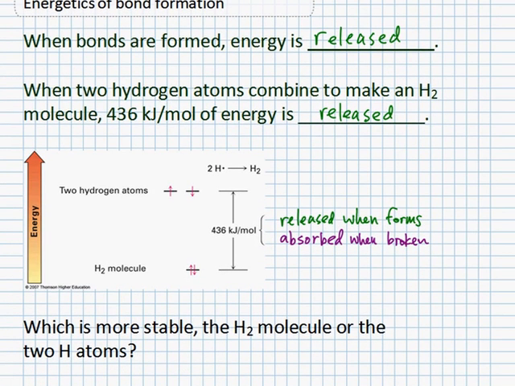So which is more stable? We talked about high energy and low energy. Is the hydrogen molecule more stable, or are the two hydrogen atoms more stable? Well, if something is stable, it's going to be relatively low in energy. If something is unstable, it has a lot of energy to it. These two hydrogen atoms have a lot of energy, which means they have the capability of changing, of doing something. They have the potential, that's why it's called potential energy, of forming that bond. So the hydrogen molecule is a lot more stable than those hydrogen atoms. And that's indicated in this diagram by the H2 molecule being lower in energy.